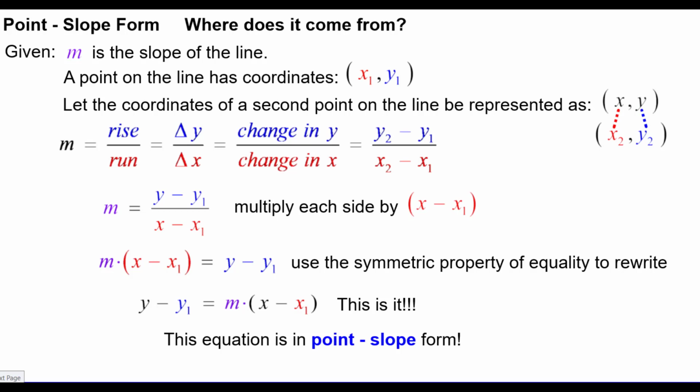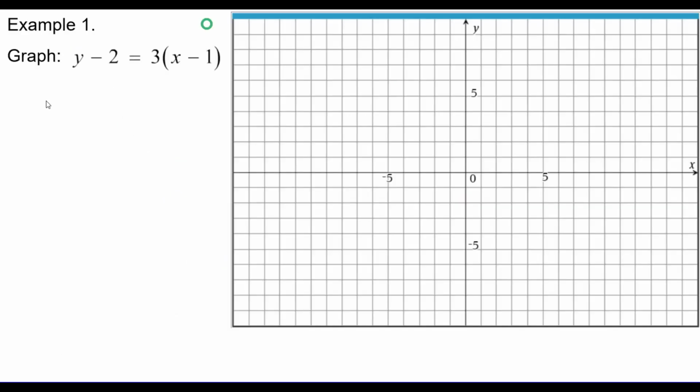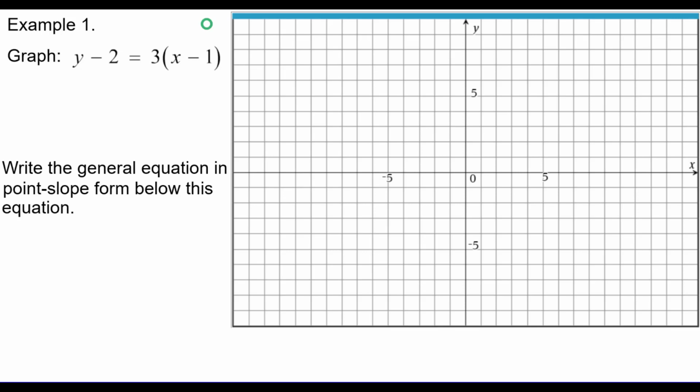Press pause as needed anytime. Let's look at some examples. So here's the first example. We want to graph y minus 2 equals 3 times the quantity x minus 1. Notice it's not in standard form, it's not in slope-intercept form, but it is in what we call point-slope form. So I'm going to write the general equation that we just generated in point-slope form below this equation. Y minus y subscript 1 equals m times the quantity x minus x subscript 1. You can see the similarities for sure.